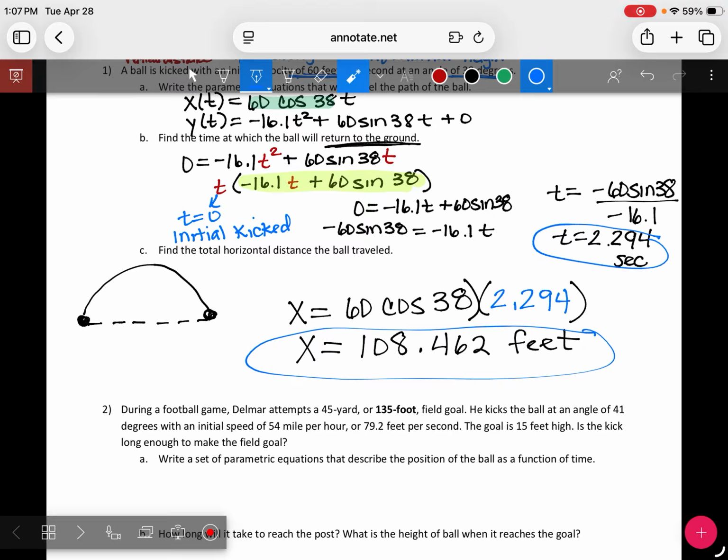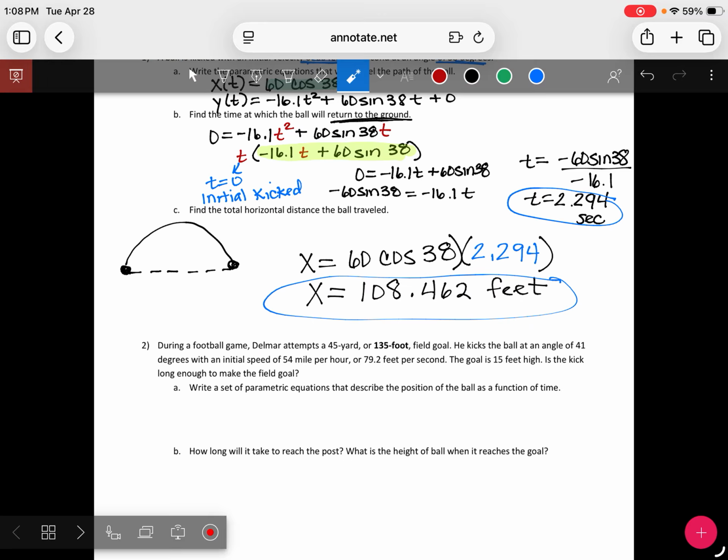So we're looking at the motion of the ball. This is t = 0. It returns at 2.294. And the distance it traveled is about 108. Yes. You didn't get that. Is it in degree? So that's a decimal. It's 2.294. Oh. Yeah. 2.294. All righty, let's look at number 2.